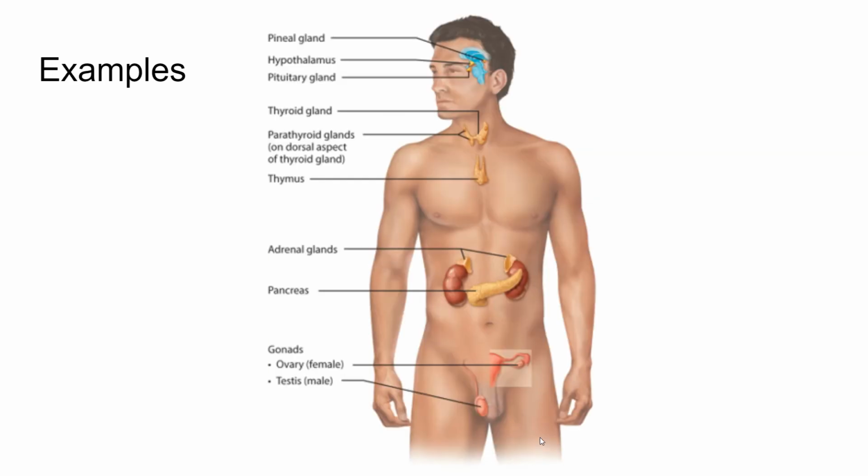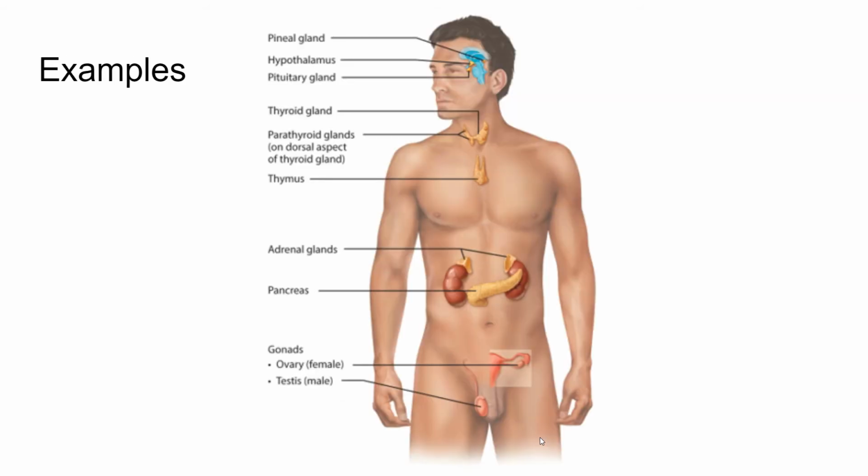So, a couple of examples of the endocrine system here. You have the pituitary gland in the brain, which is actually part of the brain. And then the hypothalamus is actually kind of the master control gland. We'll talk more about that in a later lecture. You have the thyroid, the parathyroid, the adrenal glands. You see the pineal gland there. The pancreas is another one. The reproductive organs, both male and female, are also considered endocrine glands.